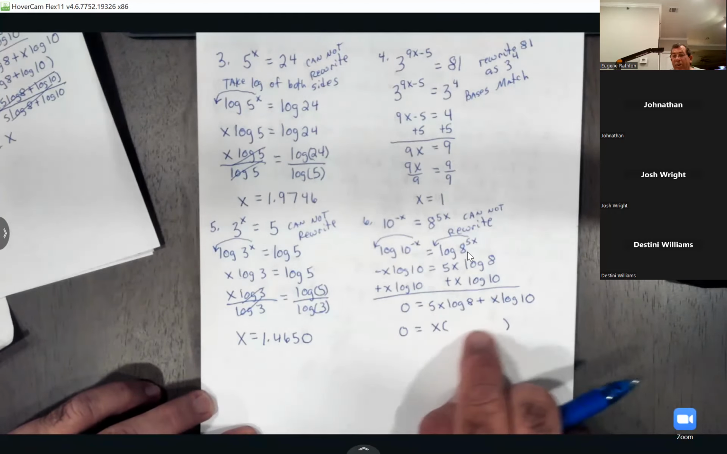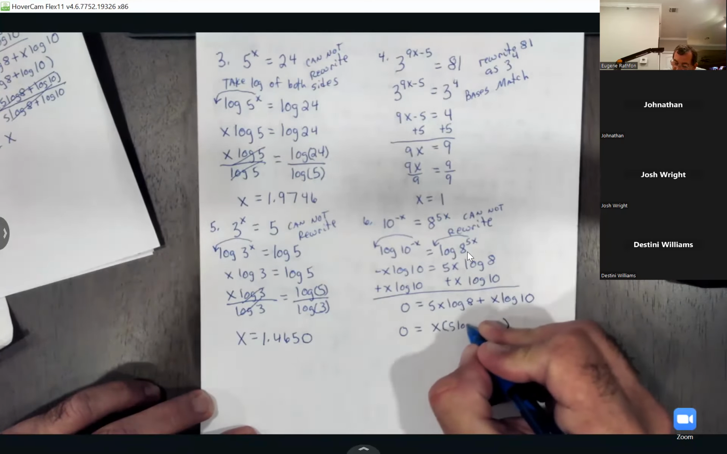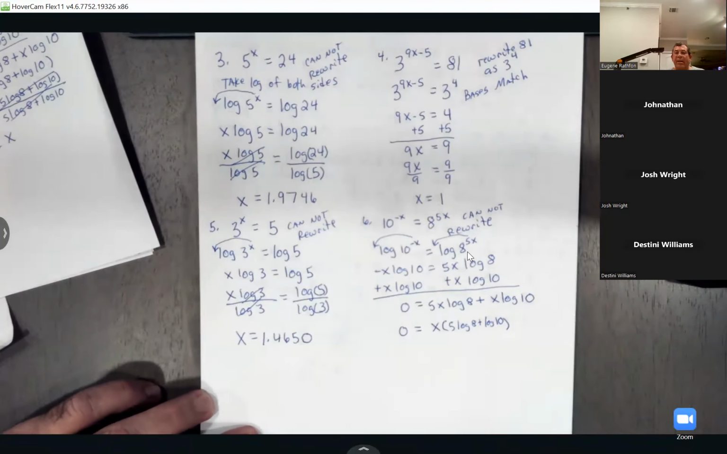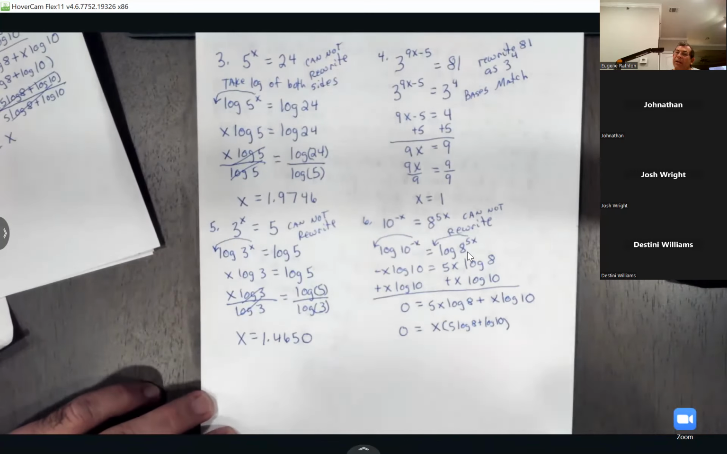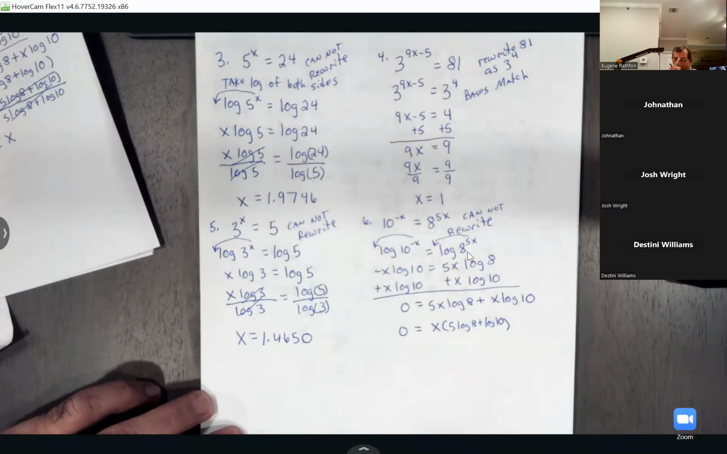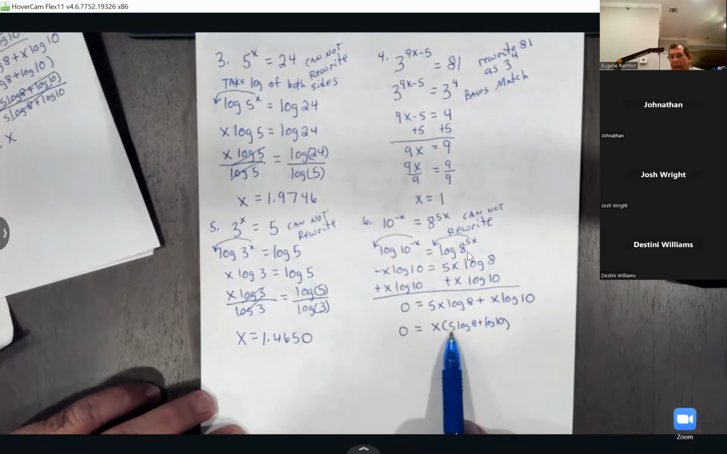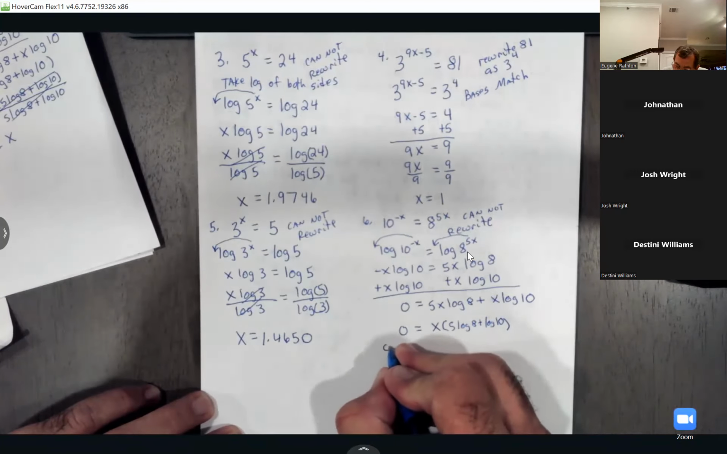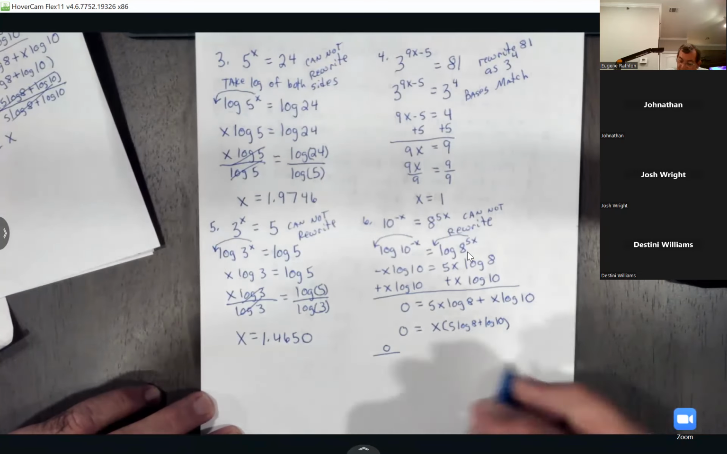And remember, everything else could go into parentheses. My 5 log 8 plus my log 10. So y'all remember, when you got a variable in two terms and you need to turn it into one, pull it out as the greatest common factor. So now I got 0 equals x times my 5 log 8 plus log 10. I'm going to now divide both sides by 5 log 8 plus log 10.